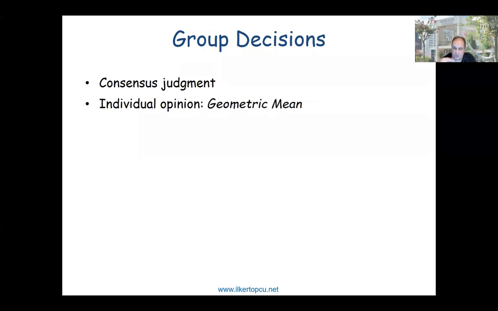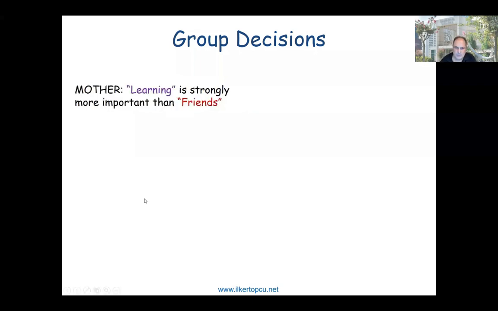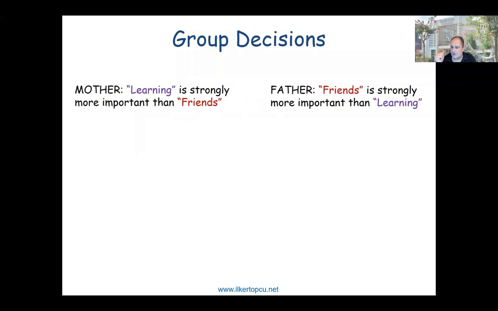If this is the case, or if they cannot convince each other, although they are together in a room, you can use the geometric mean to aggregate their results. Now, a little bit of talk about this geometric mean issue in group decisions. For instance, for the school example, the mother can say learning is strongly more important than friends, and the father can say friends is strongly more important than learning.